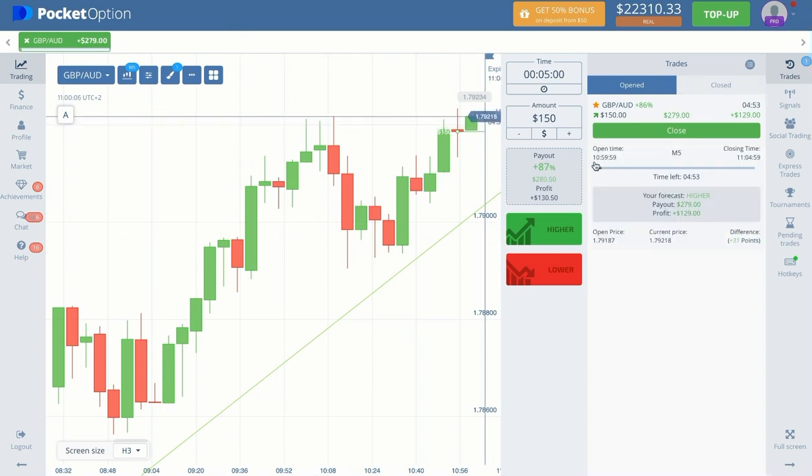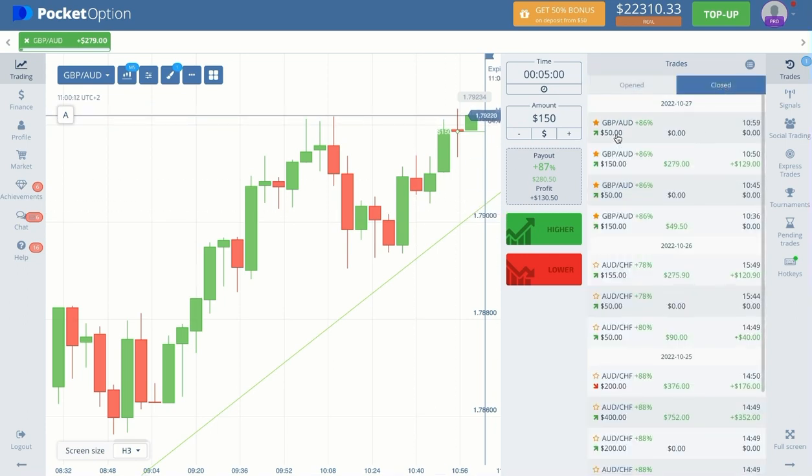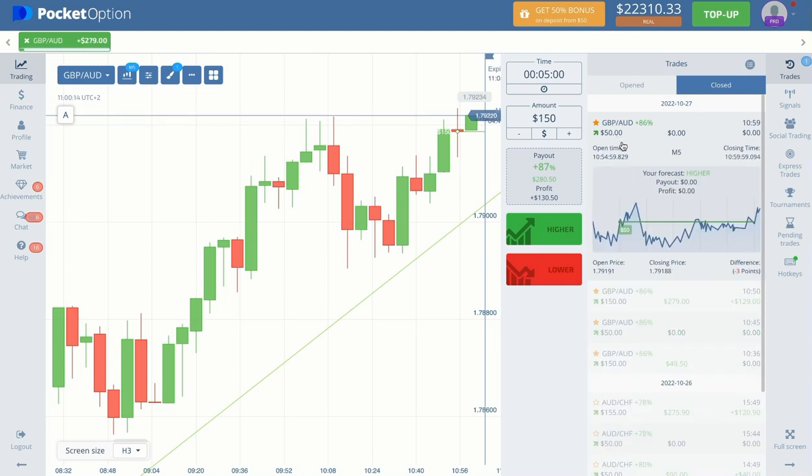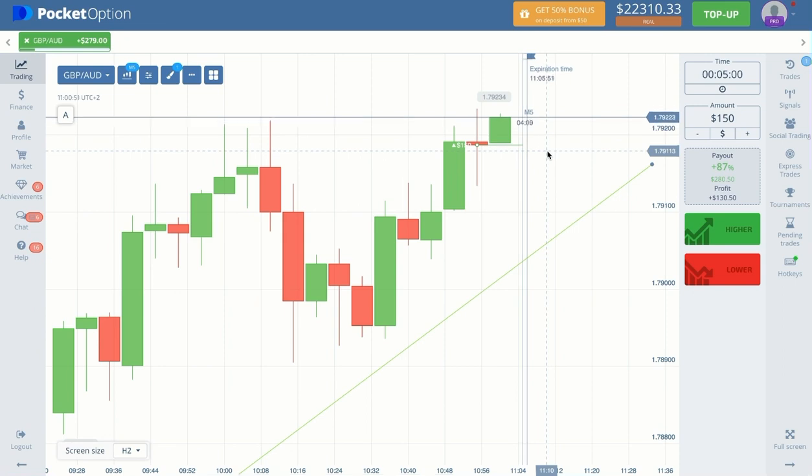For Martingale I use the same expiration time. The only thing what we will change is the amount. The amount will be tripled. So my $50 will be $150. Also we take the trade again 1 second before the candle starts.